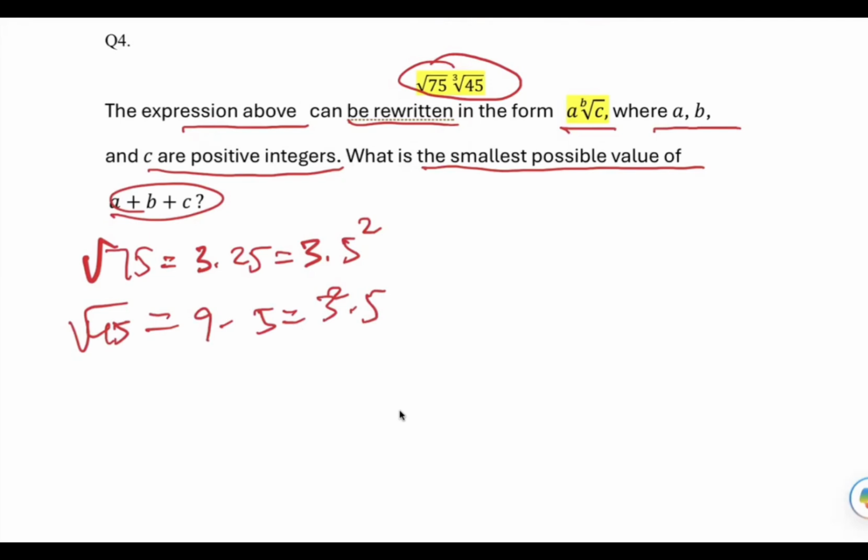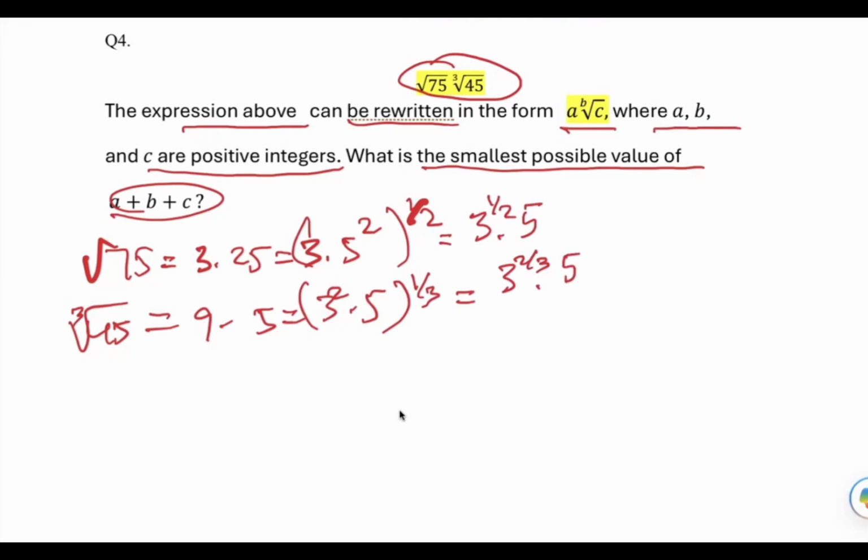And then you say, oh, square root, I'm going to put a half of it. And this is cube root, I'm going to put 1/3. And when you simplify this, this will be 3 times 5, this will be 5, this will be 3 to the 2/3, and this will be 5 to the 1/3. That's the first stage. Now, look at it.